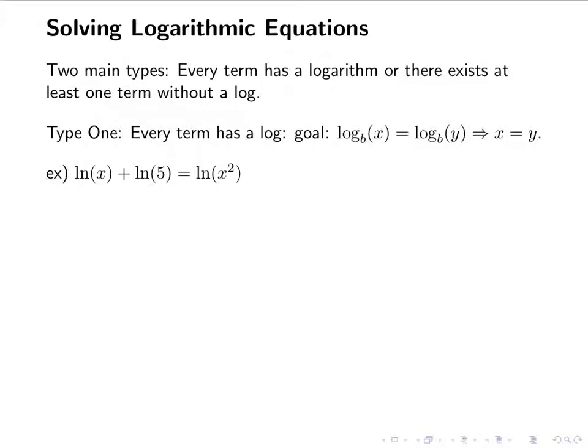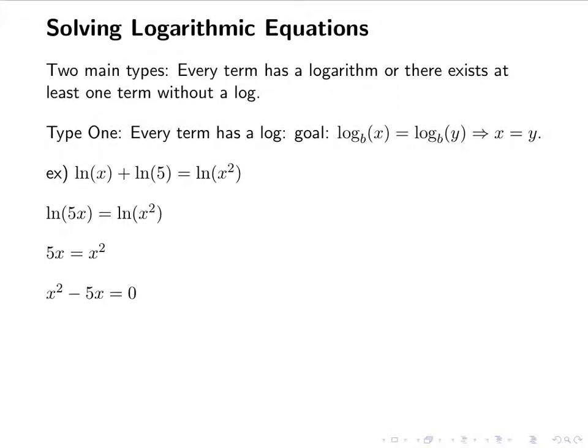ln of x plus ln of 5 equals ln of x squared. Every single term has a log. So we use the properties of logs and move ln of x plus ln of 5 into ln of 5x. I'm adding logs, that means I'm going to multiply them inside of the log. Then we get rid of the logs, so 5x equals x squared.